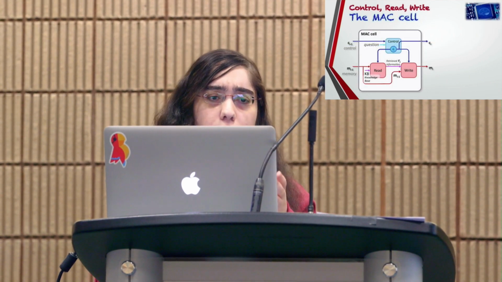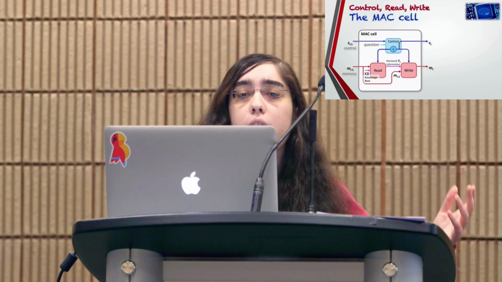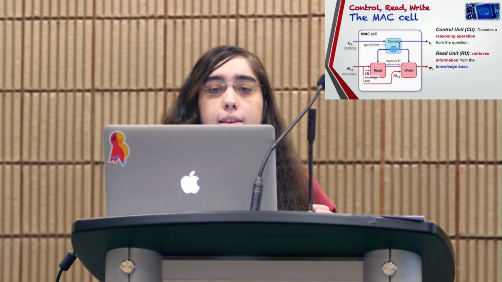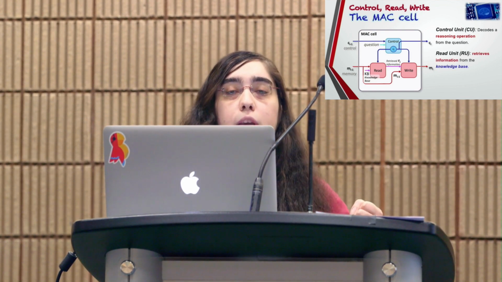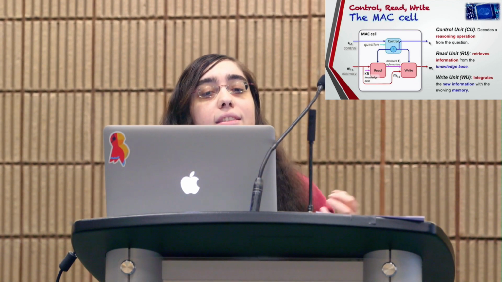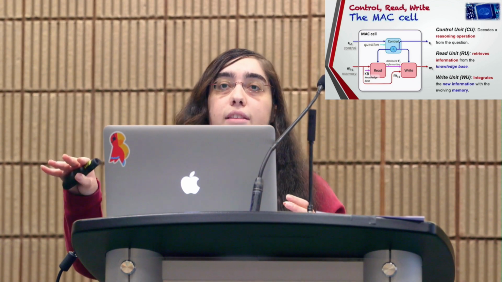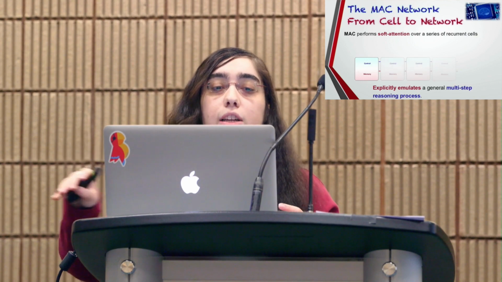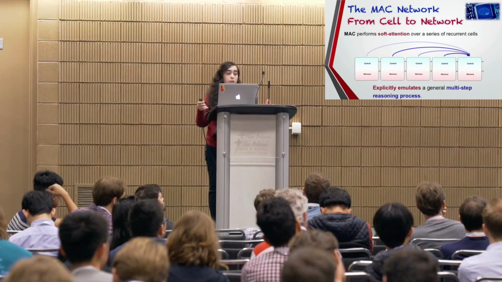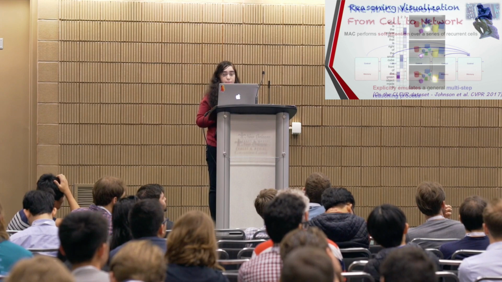This is the structure of the MAC cell, and there are several units that interact with these two control and memory states. The control unit, as I said, tracks different phrases from the question, and then the read unit retrieves the relevant information from the image that corresponds to the phrase, and finally, the write unit integrates this information from the read unit into an evolving memory state. After we concatenate several such recurrent steps together, we have a neural differentiable model that explicitly performs a transparent multi-step reasoning process.